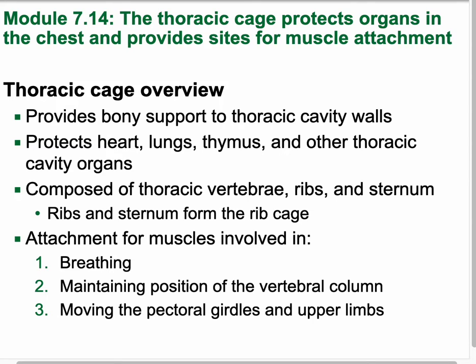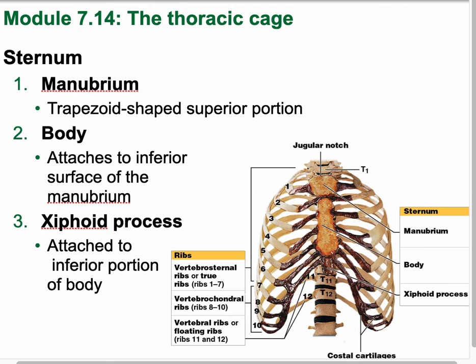It's going to be made up of the thoracic vertebrae that we learned about in a previous video, the ribs, which we're going to learn about in this video, and the sternum, which we're going to learn about in this video. So the ribs and the sternum together will form the rib cage or the thoracic cage. The muscles that are involved with attachment in the thoracic cage are going to play critical roles in breathing, maintaining the position of the vertebral column, so your posture, and also moving the pectoral girdle and the upper limbs, so your arm and shoulder is what we're talking about there. So let's get right to it.